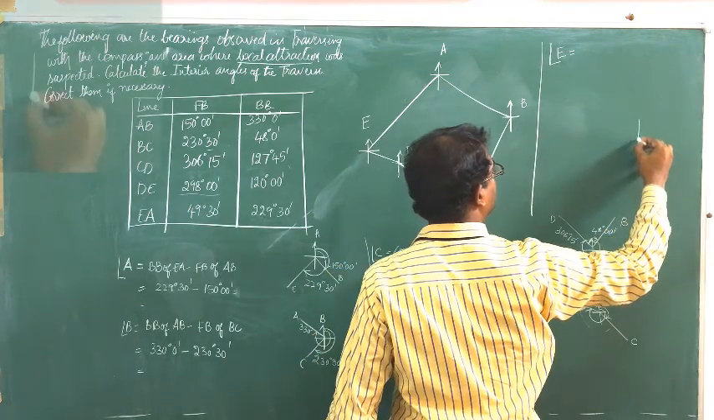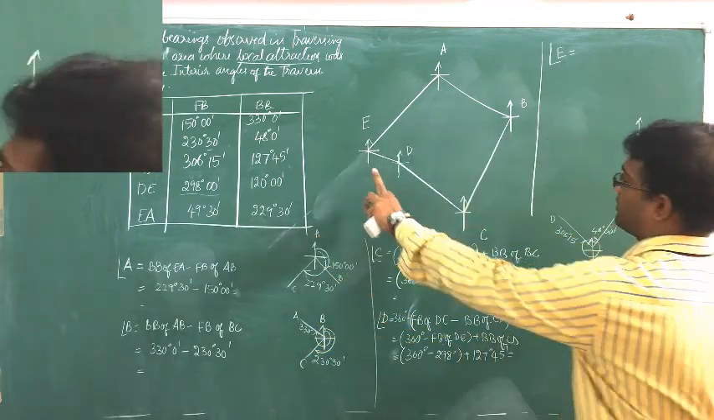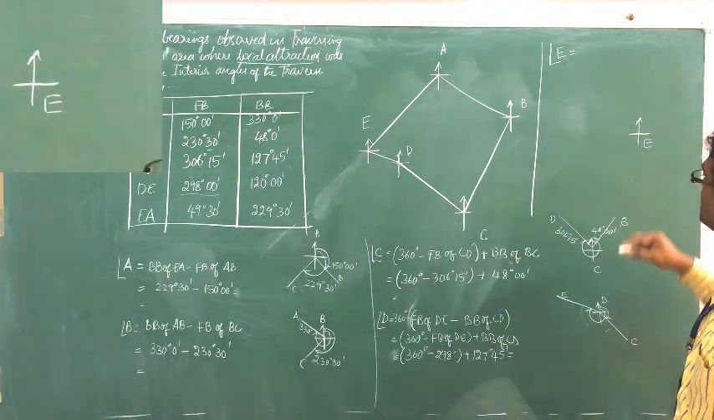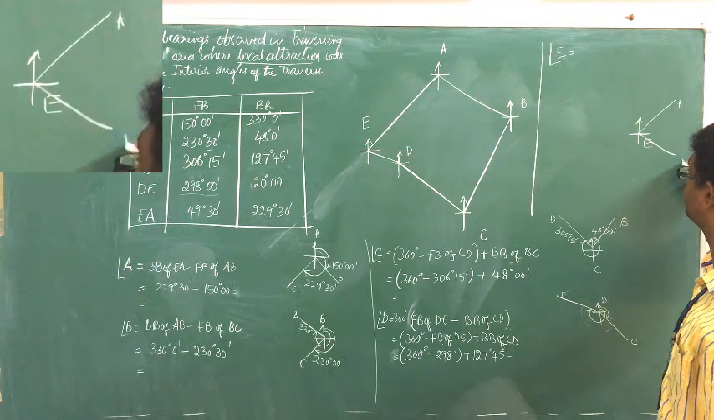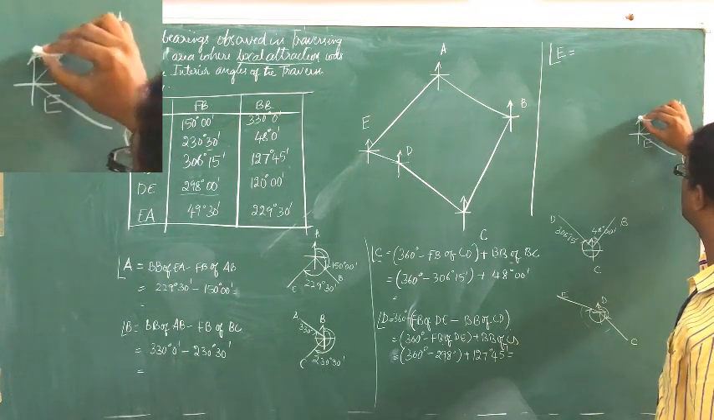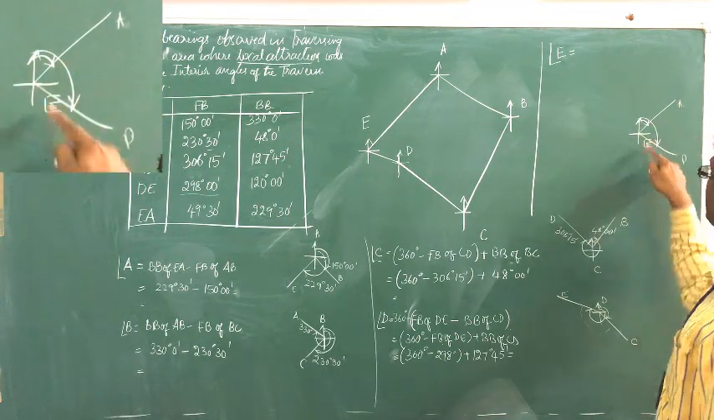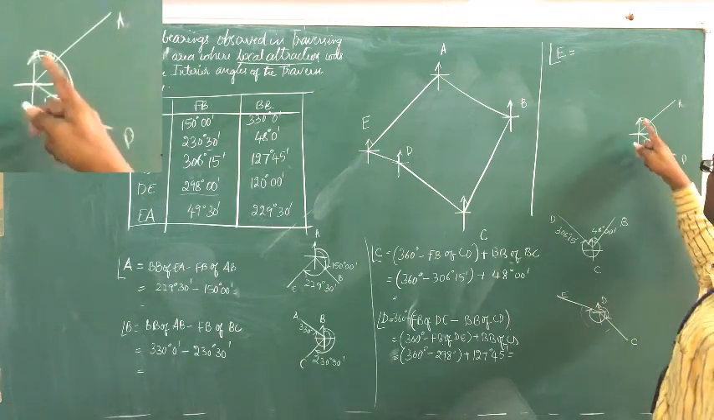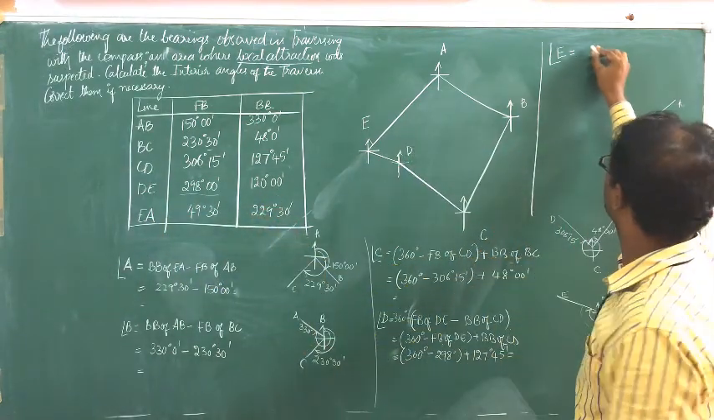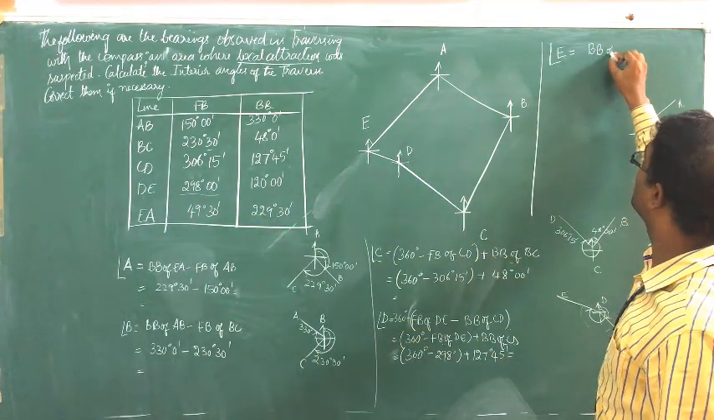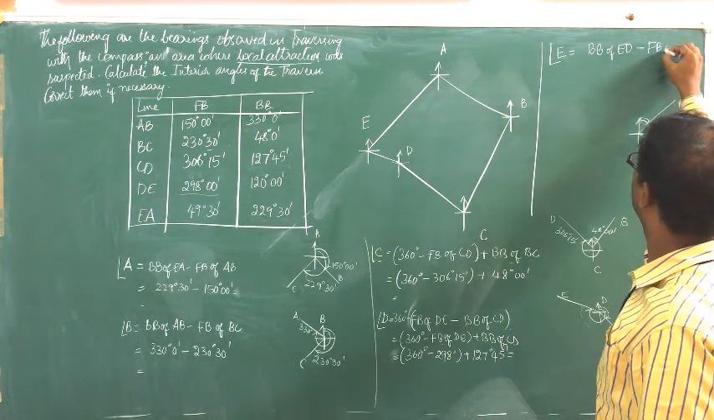Now we shall take station E. From E station we have two lines. One is to A, another is to D. Now you should be able to know these bearings, EA and ED. So from ED, if I remove this EA, then I am getting the angle. So what is ED? ED is the back bearing. So back bearing of ED minus bearing of EA.